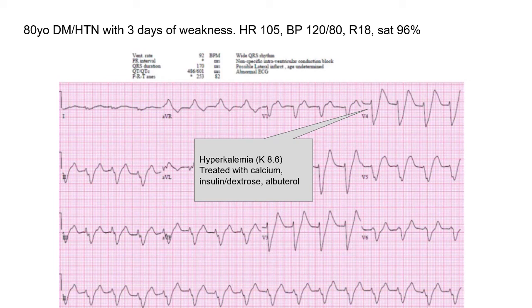And this is going to be hyperkalemia. So K of 8.6. Anytime you see a very wide QRS, be very suspicious, in a patient that doesn't have a bundle branch block, that this could be too high of potassium. So we treat with calcium, insulin and dextrose, and we can do albuterol as well, or sodium bicarb can also be a treatment.